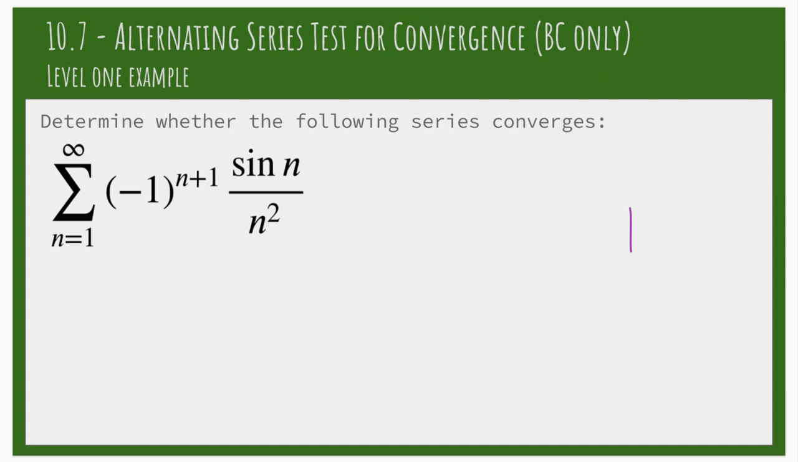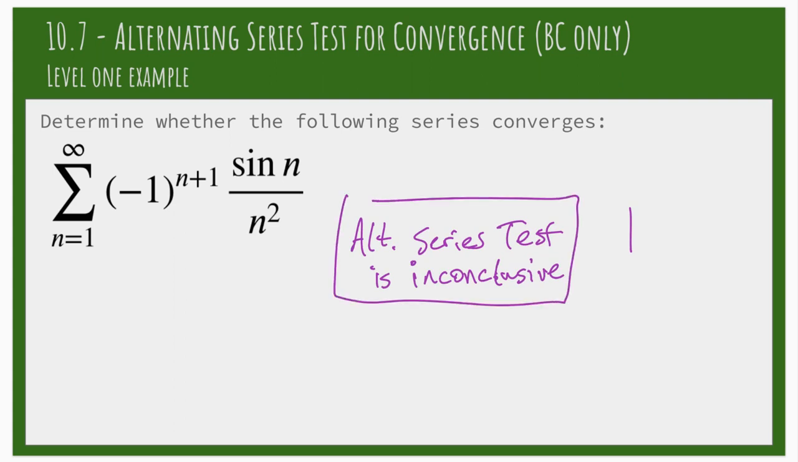So for this particular example, I'm just going to say the alternating series test is inconclusive. We can't use the alternating series test. So this is where we're going to have to take into account other tests. In this case, we could use a comparison test to show that this series is going to converge absolutely, but that's beyond the alternating series test, so we're not going to worry about that here.